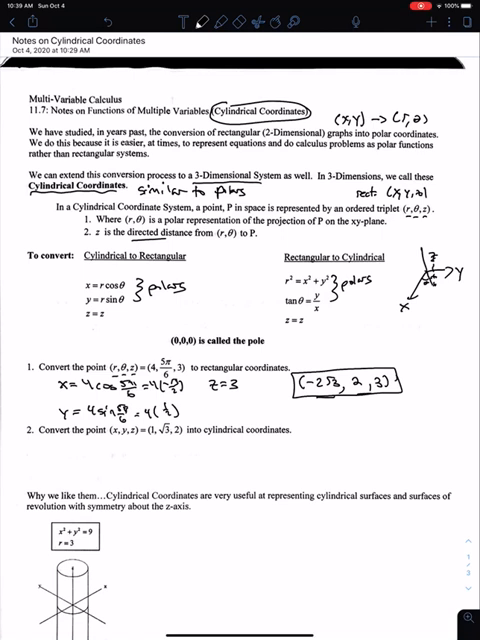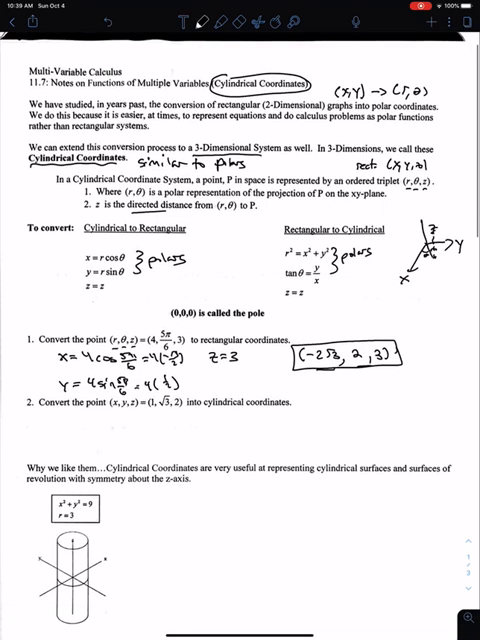So let's convert the point x, y, z into a cylindrical coordinate. Now we're going to use a little formula right here. So what do we need? We need r. To get r, it's just the square root of x squared plus y squared. So r is going to become the square root of 1 plus root 3 squared, which is 3. So we get 2.